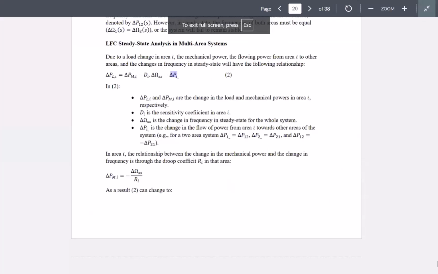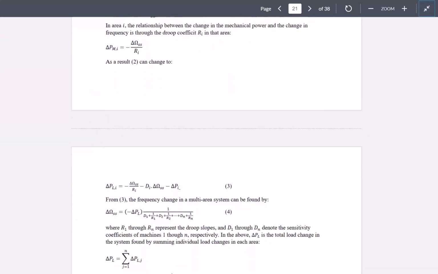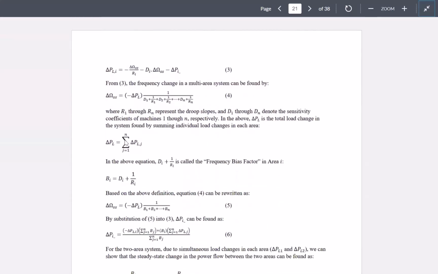Then, based on that, you can come up with delta omega under steady state conditions for the whole system, based on delta PL and all the D and R coefficients in different areas of the system.